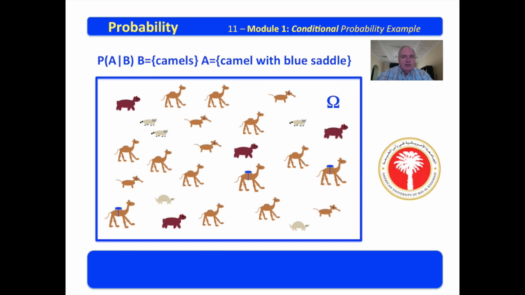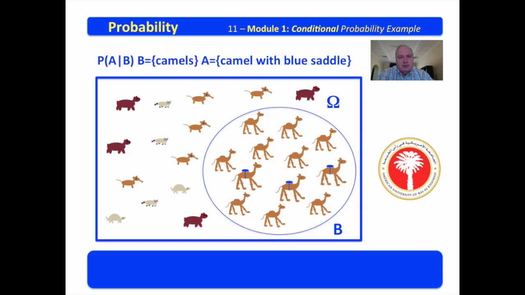Now, we will define in this the universe, and you see here's the universal symbol, the universe of all of these animals. What is the probability of A given B, where B is equal to camels and A is a camel with a blue saddle? If you look through this list of animals, we have tortoises, aardvarks, bears, raccoons, camels, and camels with blue saddles. So we're looking at a probability of first selecting a camel at random out of this set, and then after we have selected a camel, the probability that the camel will have a blue saddle.